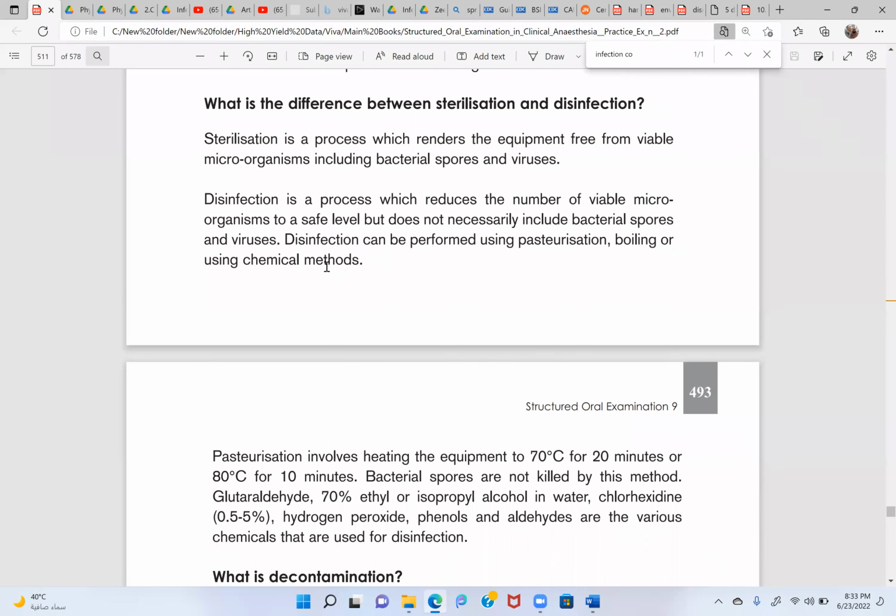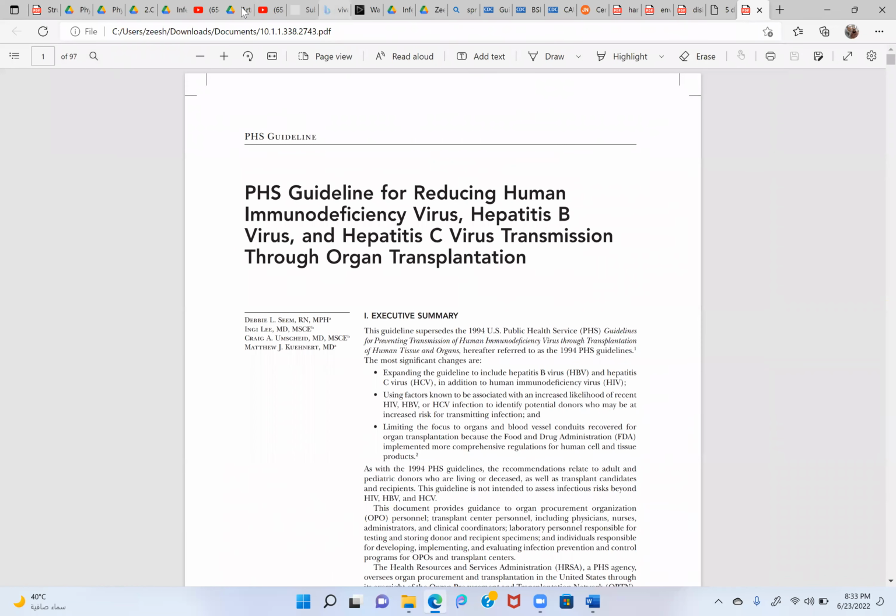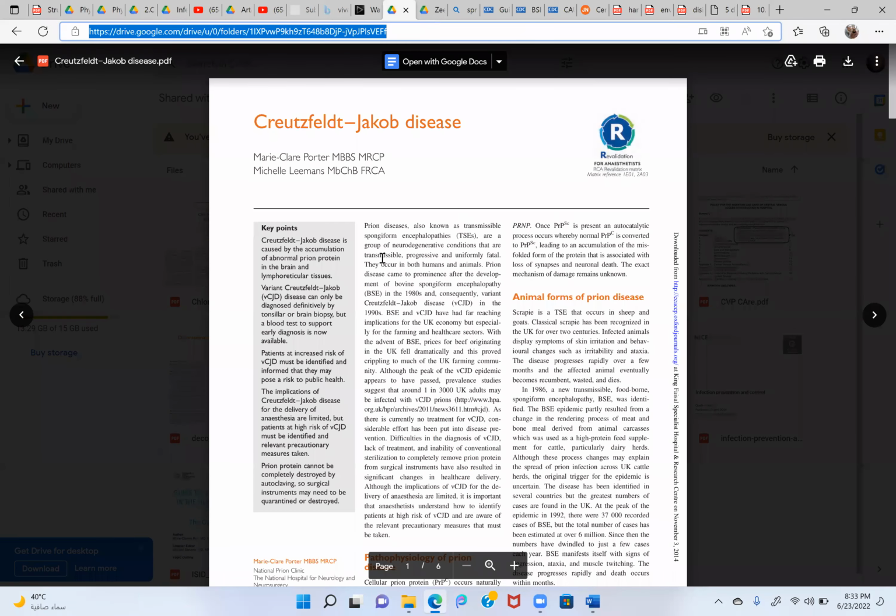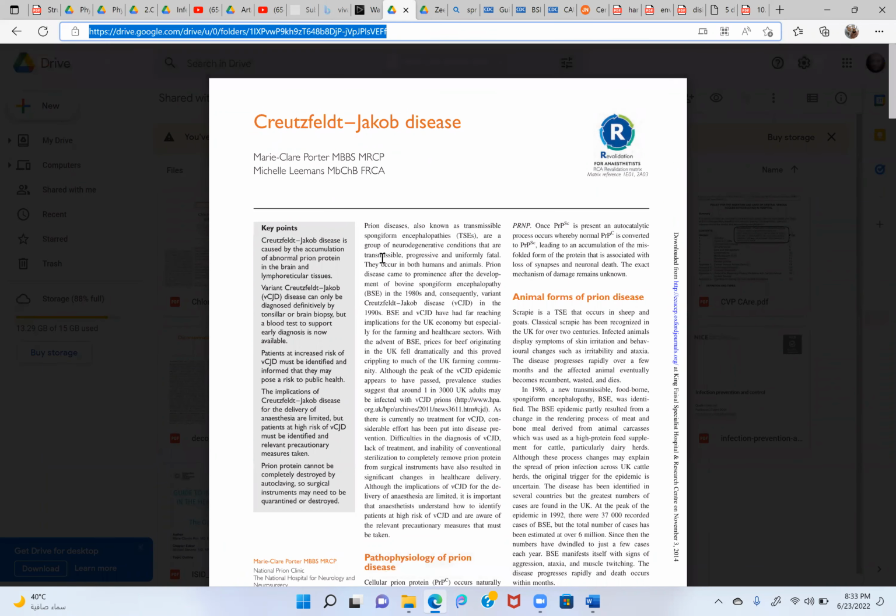This is a disease which is called Creutzfeldt-Jakob disease. Creutzfeldt, different people will pronounce it in different ways. This is the disease I'm talking about. Prion disease. This disease was the one which led to the concept of using disposable equipment, because prions are not killed even by sterilization.